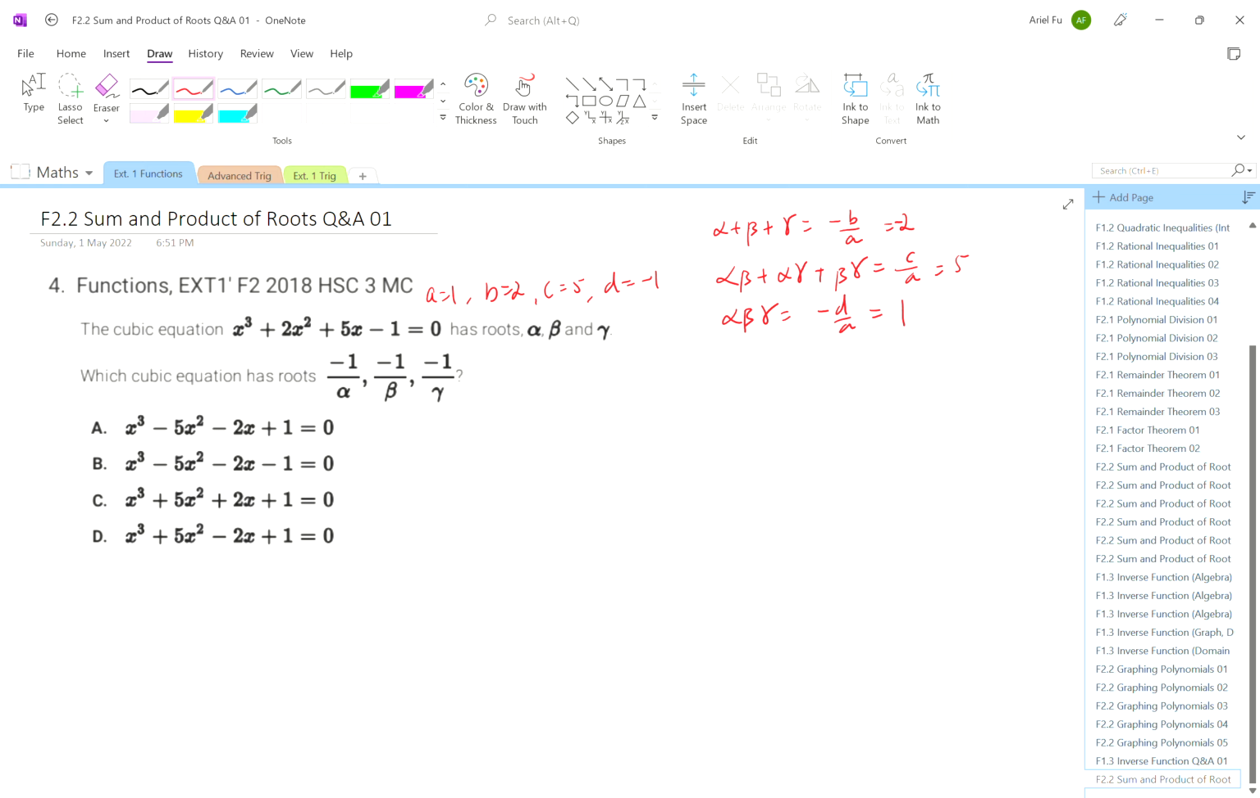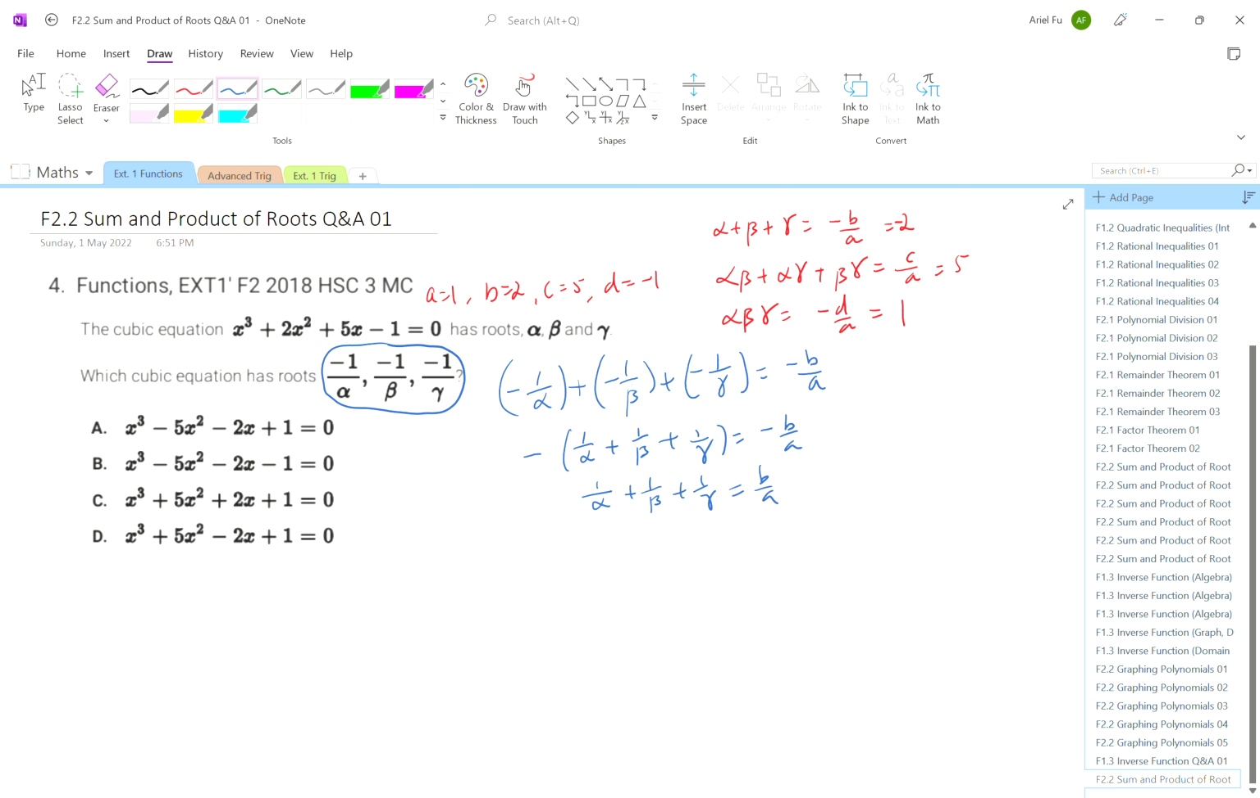Now it says, which one of the cubic equations has these three? Now I'm looking at these three. Well, if these are the roots of the cubic equation I want, then that means -1 on alpha plus -1 on beta plus -1 on gamma has to give me -b on a for the equation that I want. So this thing is the same as, if I factorize out the -1, -1 times (1 on alpha plus 1 on beta plus 1 on gamma) equals -b on a. The negatives cancel out. You get 1 on alpha plus 1 on beta plus 1 on gamma equals b on a.